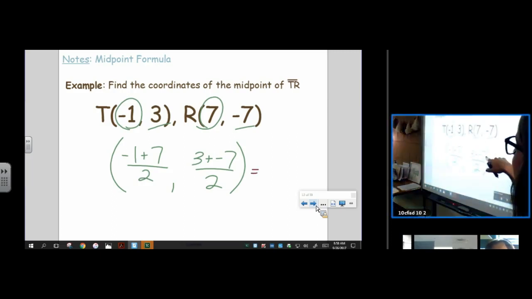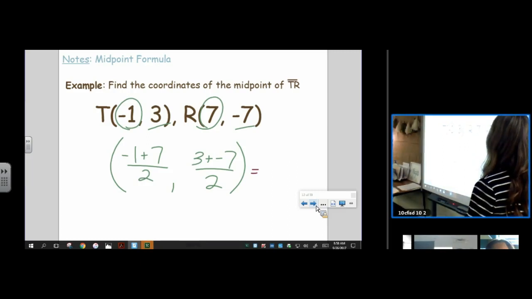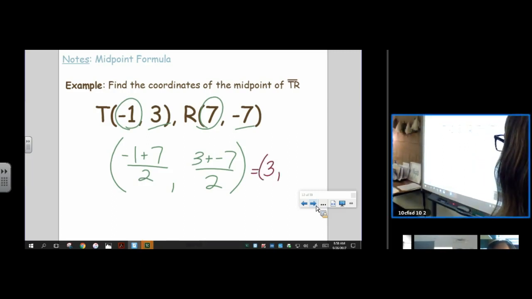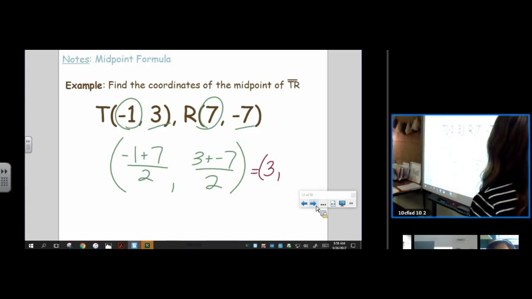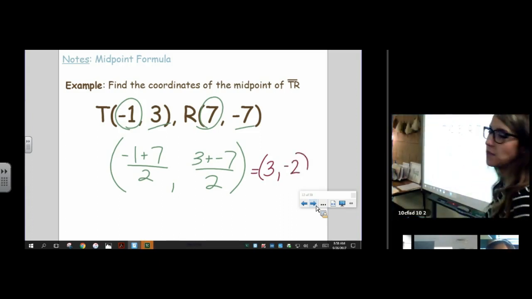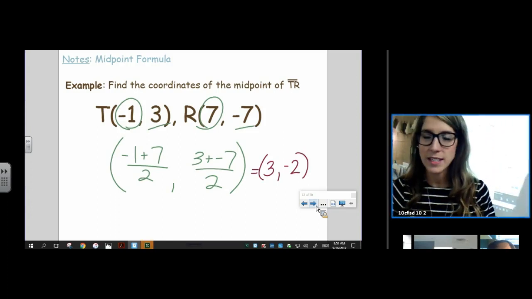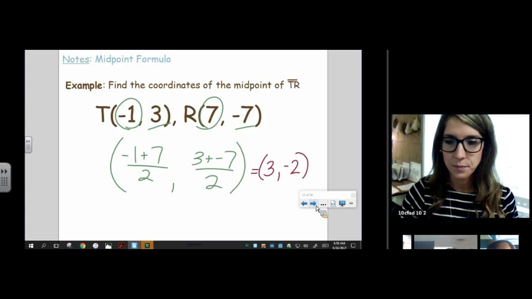-1 plus 7 is 6. 6 divided by 2 is 3. 3 plus -7 is -4. -4 divided by 2, -2. And there's the midpoint, 3, -2.